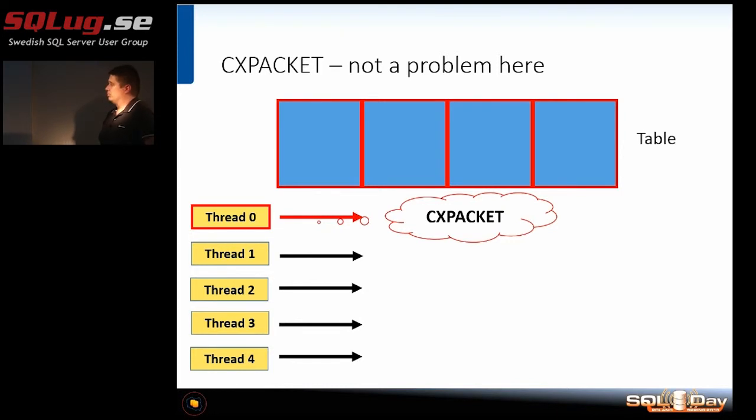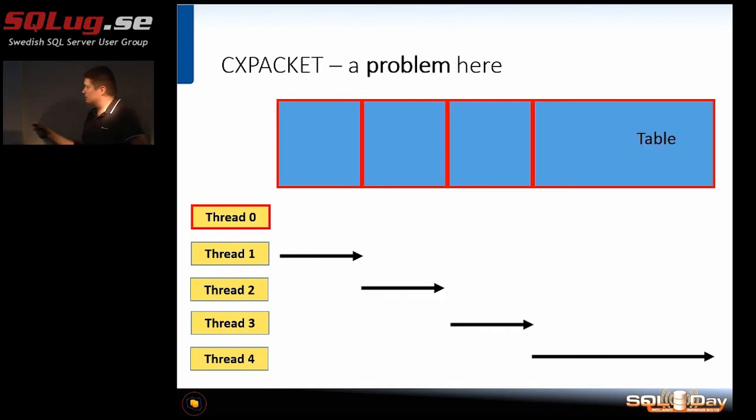So where is the problem? This is a normal situation without any problem. We just have CX packet because we run the query on multiple cores. That's okay. The problem is if some part of the table is bigger, and for some reason SQL Server does not know about this. It assumes that all those parts are equal. When could this be? When is this the real situation, yes?